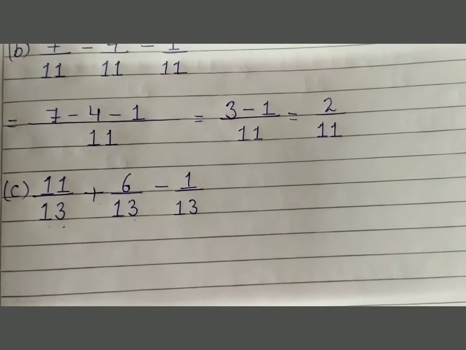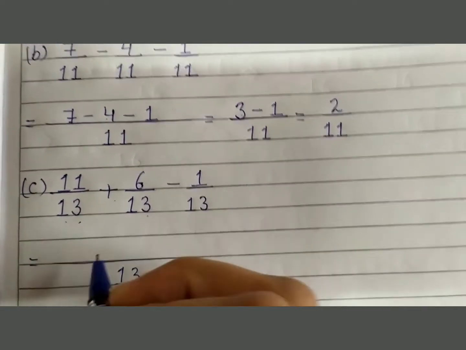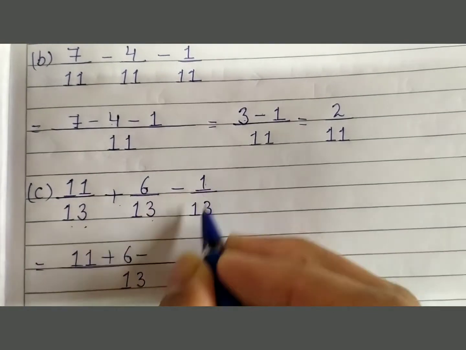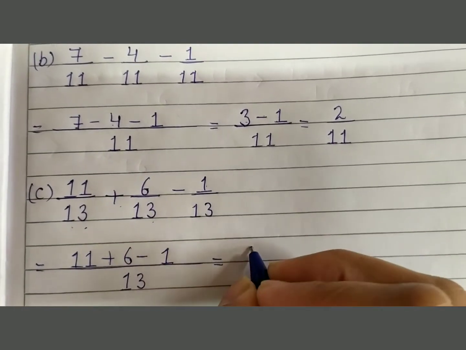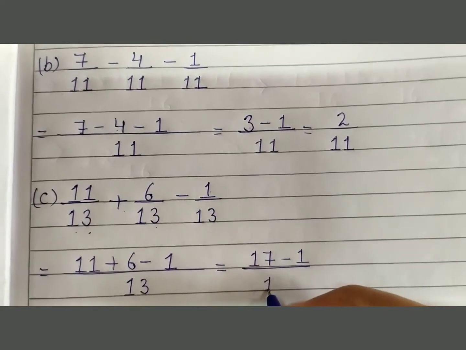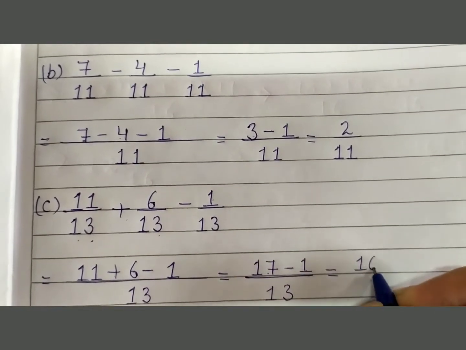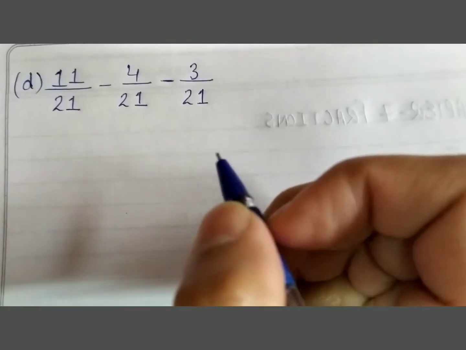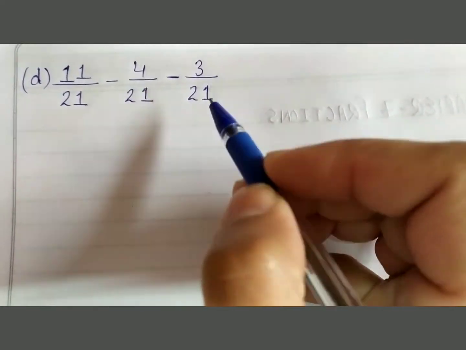Next question is 11 upon 13 plus 6 upon 13 minus 1 upon 13. Denominator is the same. Write 13 in the denominator. Write 11 plus 6 minus 1. 11 plus 6 is 17, minus 1, upon 13. 17 minus 1 is 16 upon 13.